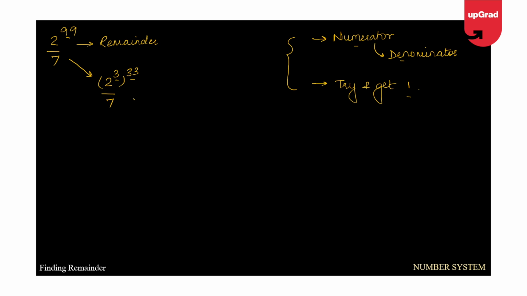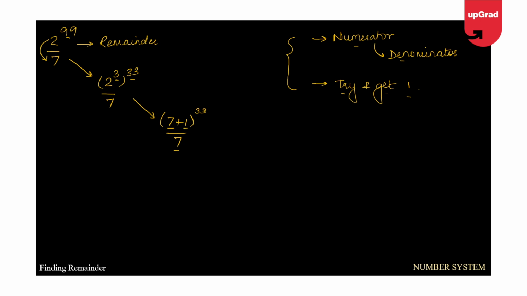Now what can be my next step? I know that 2 to the power 3 is 8, and 8 can be written as 7 plus 1 to the whole power 33 divided by 7. Now you would be able to relate it more. I have written the numerator, which was 2, in the form of denominator. You can see that my denominator is 7. I have represented my numerator in the form of 7 now. And my second statement was try and get 1 from somewhere. So I have got a 1 as well.